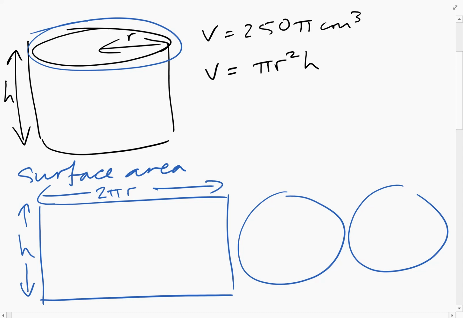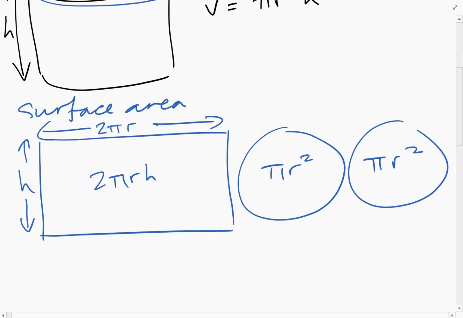So the curved surface area of the cylinder is 2 pi r h, and obviously this is pi r squared, this is pi r squared. So the total surface area is given by the total here. So it's 2 pi r h plus 2 of these, so 2 pi r squared.